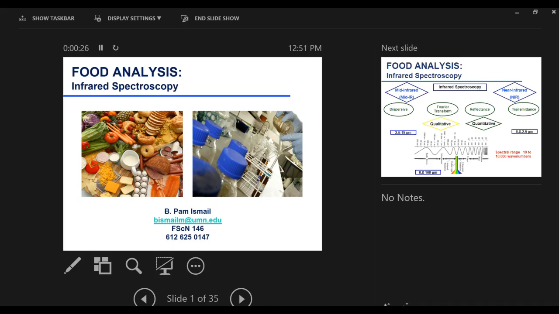Okay, so today we're going to finish up spectroscopy. The last bit is IR spectroscopy, so there's no lab associated with it, but it's an important tool in food analysis, especially for online measurements and quality control assurance, identification, forensics. It's used a lot. So it's a very important tool.